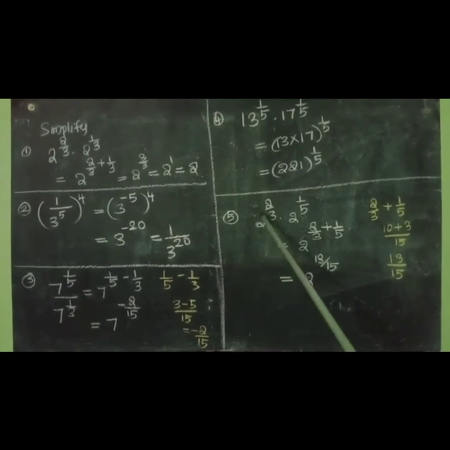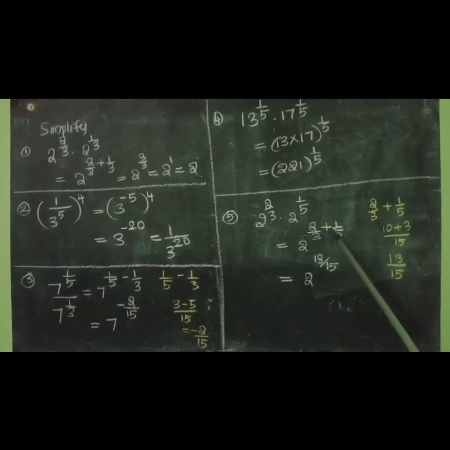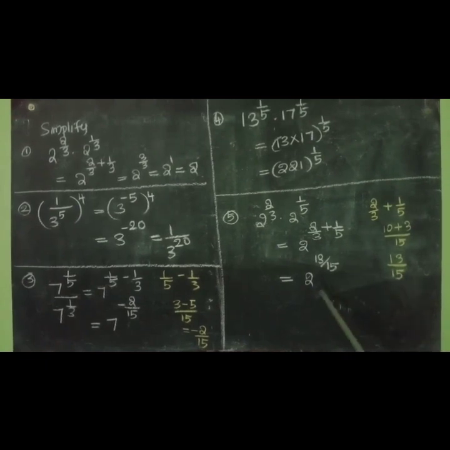Next question, 2 raised to 2 by 3 into 2 raised to 1 by 5. Here the law is a raised to m into a raised to n equal to a raised to m plus n. So 2 raised to 2 by 3 into 2 raised to 1 by 5 equal to 2 raised to 2 by 3 plus 1 by 5. 2 by 3 plus 1 by 5 I have added here. We got 13 by 15. So the answer is 2 raised to 13 by 15.